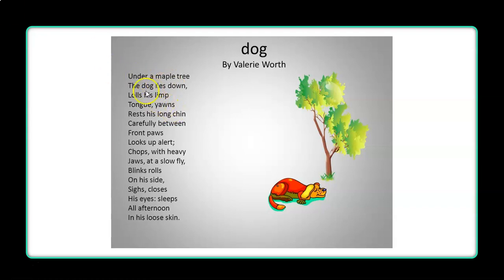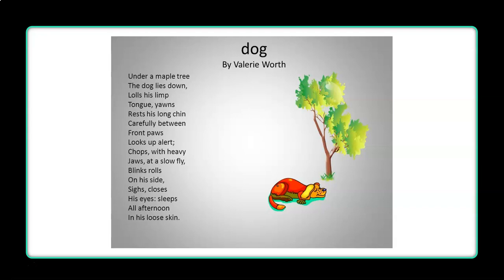Under a maple tree, the dog lies down, lolls his limp tongue, yawns, rests his long chin carefully between front paws, looks up alert, chops with heavy jaws at a slow fly, blinks, rows on his side, sighs, closes his eyes, sleeps all afternoon in his loose skin.